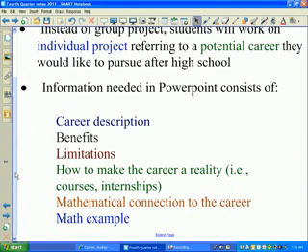What classes do you need? What type of certification do you need? Okay? The next part is the mathematical connection to the career.